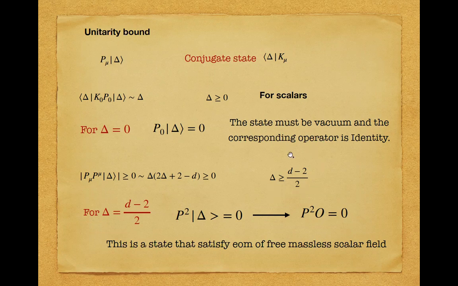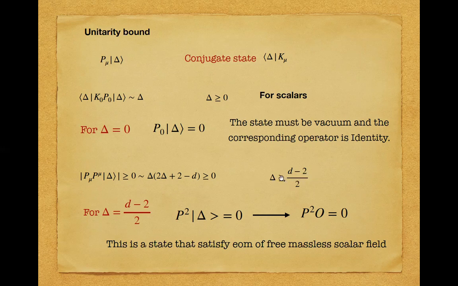Okay, so this is again for scalars. Now you can think, can I act with 3 or 4 or more generators on this delta and see if we get a stronger bound or something like that? It turns out that you can't improve this. From this kind of exercise of demanding that the norm of the state should be positive, you only get this, that delta has to be greater or equal to d minus 2 by 2. This is for scalars again.